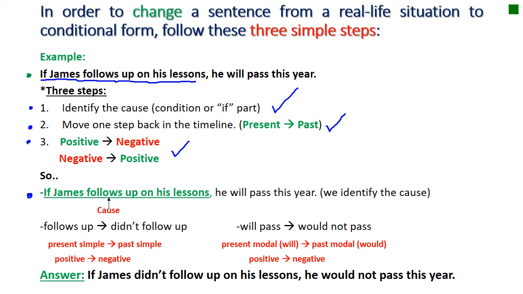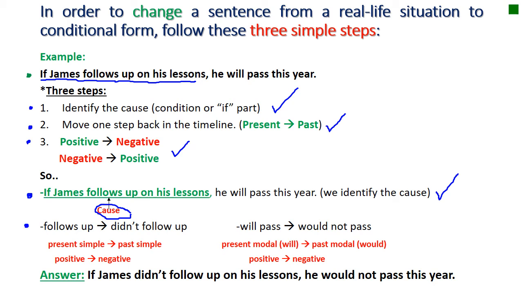If James follows up on his lessons, my first step, identify the cause. Yes, there is my cause. I did the first step successfully. If you do not do the first step correctly, that's it. You lost the 1 point, or the 2 points. Sometimes it's 2 points on the test. Identify the cause. Again, where is the cause? It's the if clause or the condition. That's always my cause.